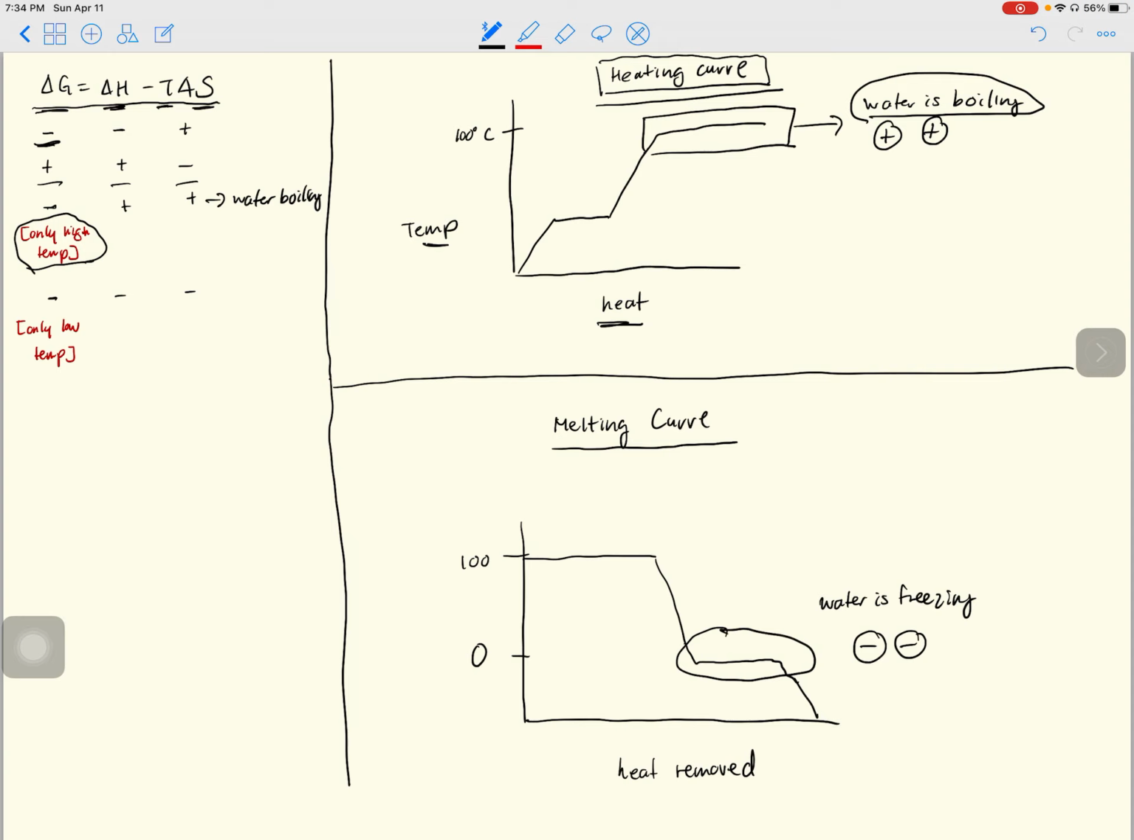And so my other question for you is, when water is freezing, does it happen spontaneously at high temperature or low temperature? Low temperature, right? Because we expect water to be frozen at low temperature. And so when we see this last line, which is minus, minus, minus, see this as water freezing. And we would expect water to freeze spontaneously only at low temperature.